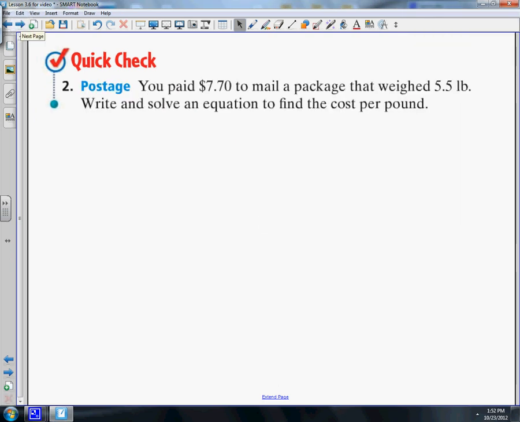Okay, so try this problem. You paid $7.70 to mail a package that weighed 5.5 pounds. Write and solve an equation to find the cost per pound. So it's going to be a multiplication problem, just like we just saw. I have my package that weighs 5.5 pounds. Do I know how much it costs per pound? No. So that's my x.